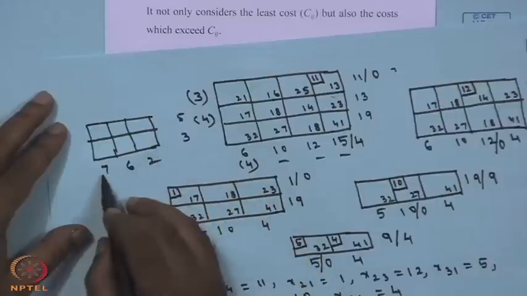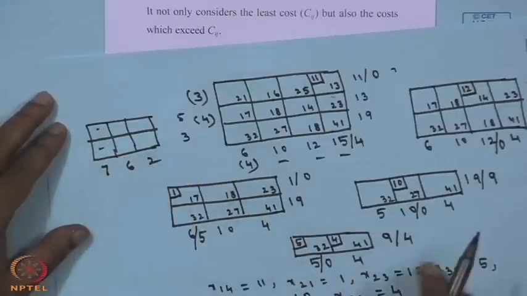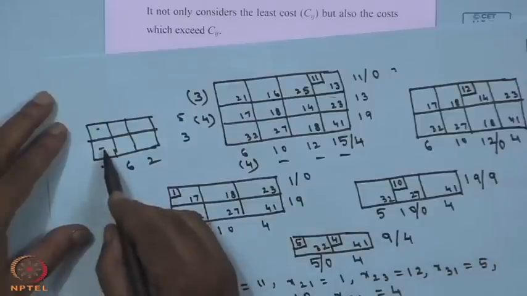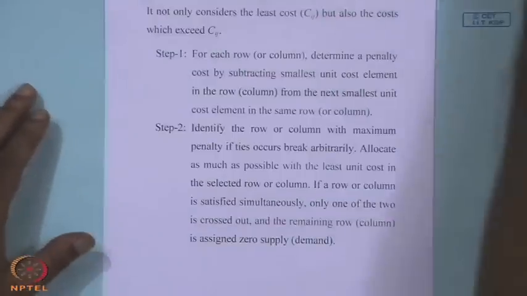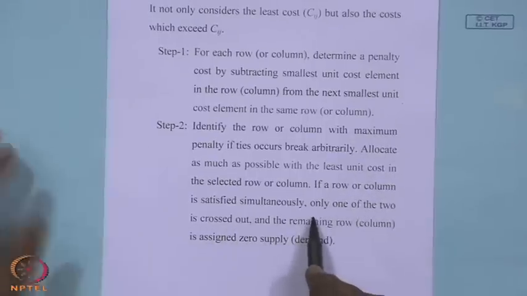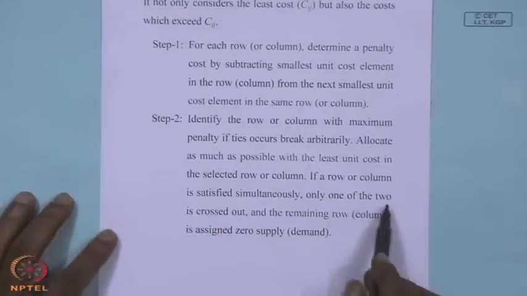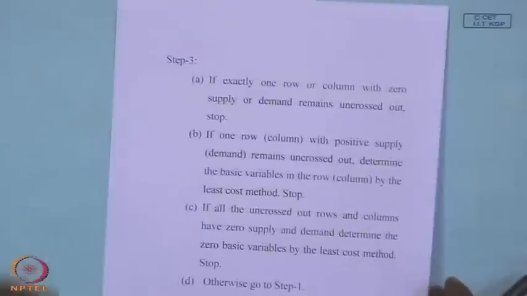What is the maximum penalty? Maximum penalty occurs over here. You check this cell and this cell. Out of these cells, the one having the minimum cost, you allocate the maximum allowable units, the way we have done earlier. Basically, this is the second step. If a row or column is satisfied simultaneously, only one of them is crossed out and the remaining row is assigned 0 supply.